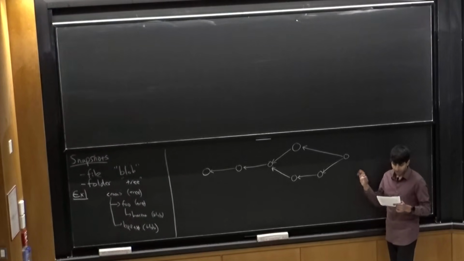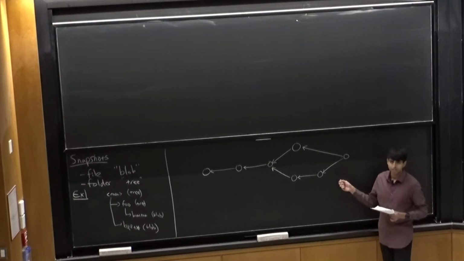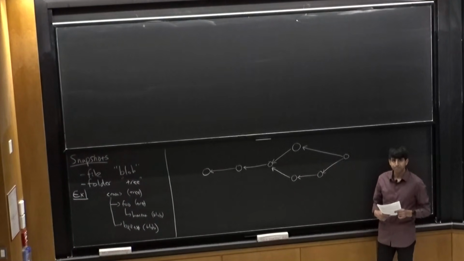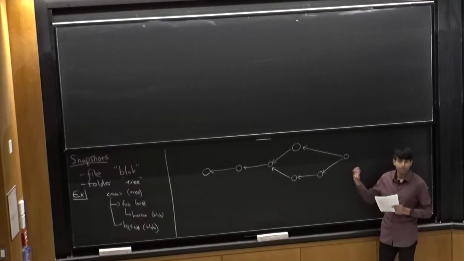And so logically, this is how Git represents history. It's just a bunch of snapshots that are related through this parent relationship. Any questions about this? We're still talking about things in the abstract right now. We'll get more concrete later in the lecture.